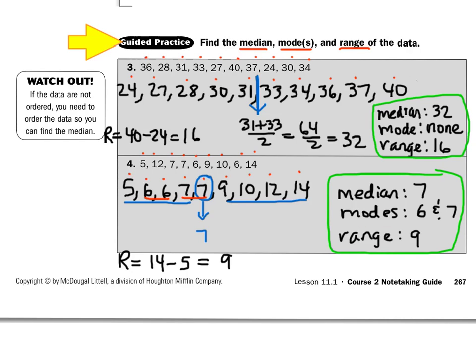Now for the mode, which one occurs the most? We see how the 6's repeat and the 7's repeat. That means this data has 2 modes, 6 and 7. And for the range, remember, it's the high minus the low. So 14 minus 5 would give you 9. So the range is 9.